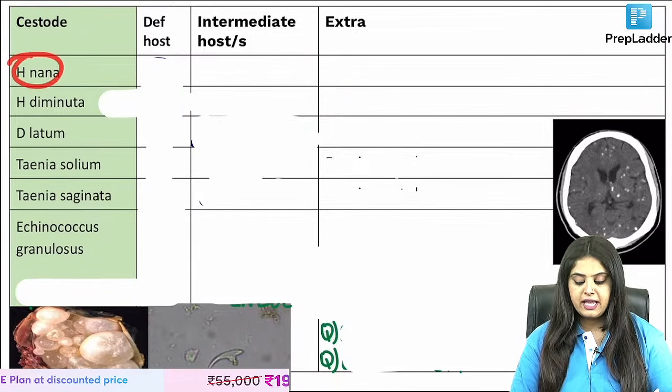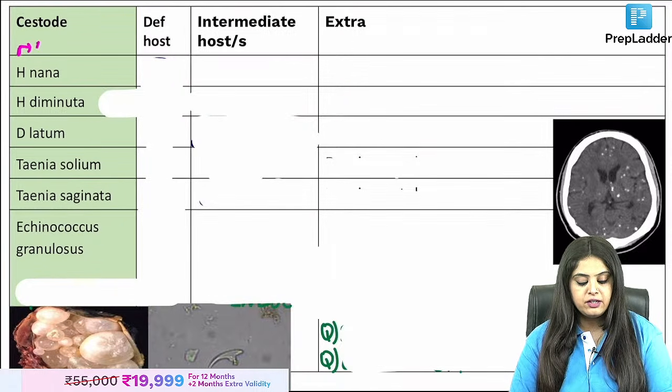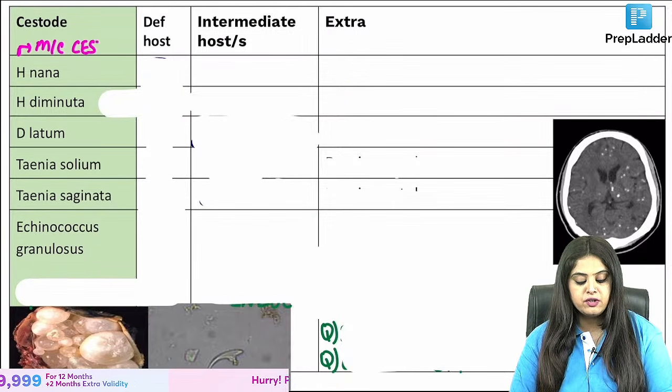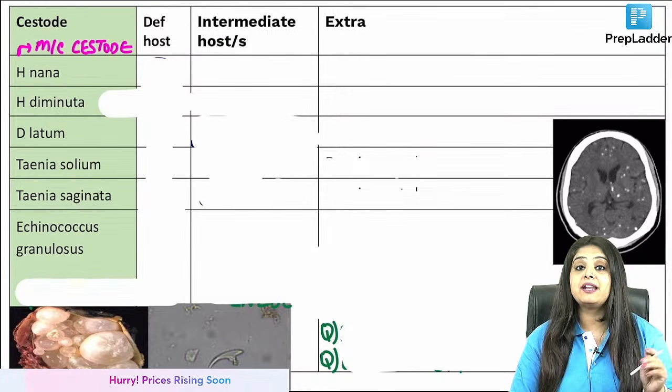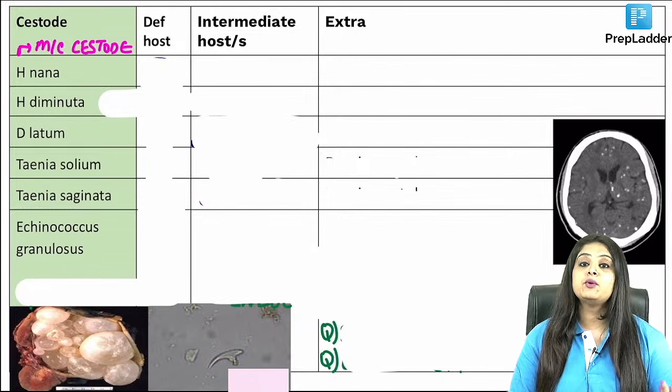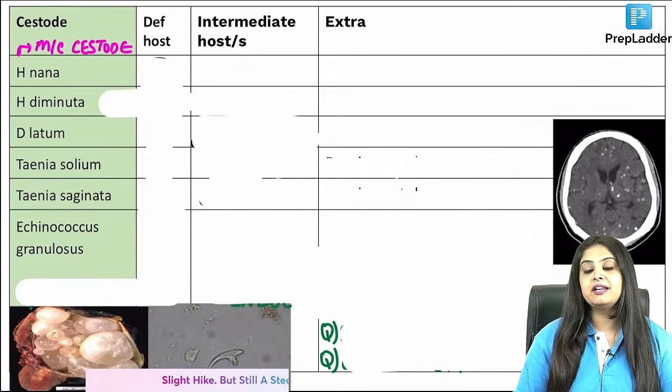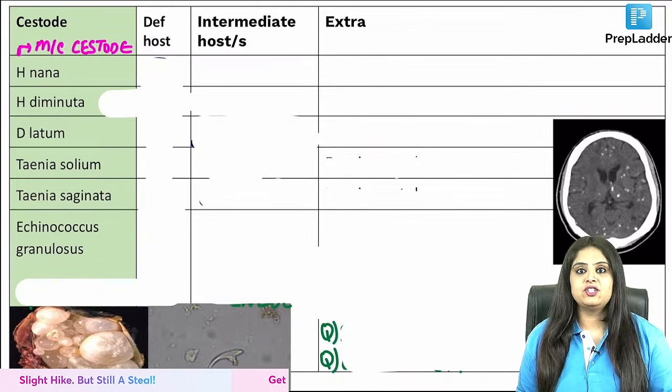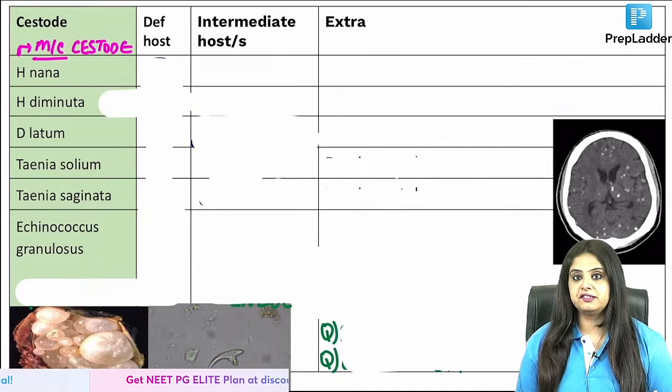So now let me start with H. nana. In fact, H. nana is said to be the most common cestode infection. Remember I told you, if you ever want to be a parasite in life, I mean you don't, but if you ever have that option that I want to be a parasite in life, then you are going to be H. nana. Why? Because H. nana is very, very successful, and H.